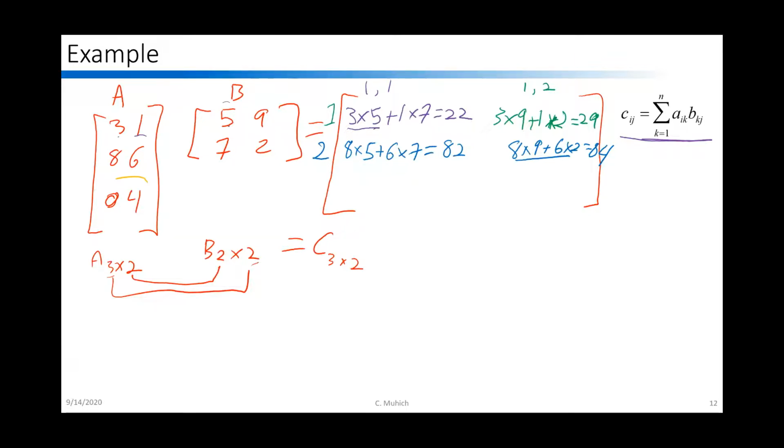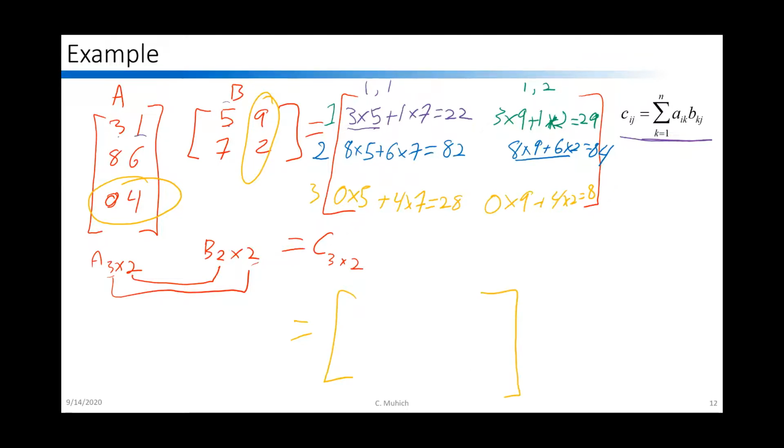Maybe we'll take orange. So that last row, I'm going to take 0 and 4 times 5 and 7. So 0 times 5 plus 4 times 7. This is 28. And then for that last element, I keep that last row in A and I switch over to the second column of B. So 0 times 9 plus 4 times 2, which is 8. So overall, I'm left with a matrix that looks like this.